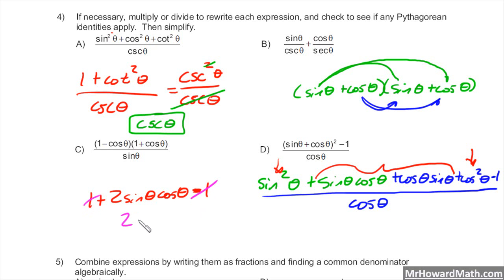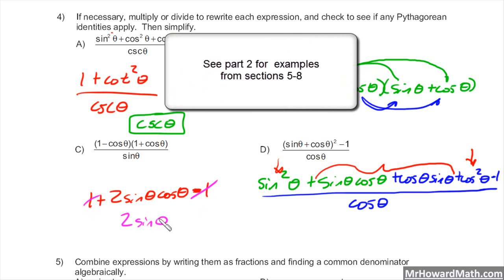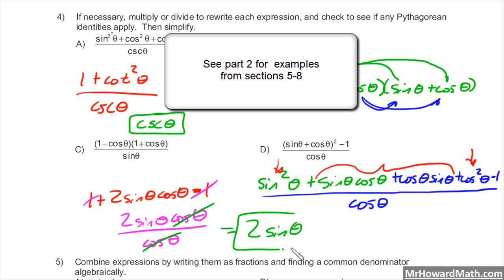So we're left with 2 sine theta cosine theta all over cosine theta. And now this cosine theta goes with that cosine theta, and we're left with 2 sine theta. And we're in terms of one trig function, no fractions left. So on part D, 2 sine theta is the final answer.